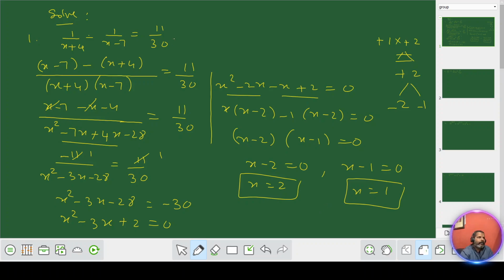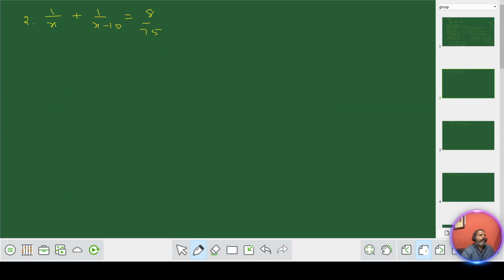At first sight, see here, much of the algebraic knowledge is required before we arrive at this quadratic equation step. These kinds of questions may be asked for 4 marks. Okay, we'll see one more question of such type. Similarly, 8 by 75 here.